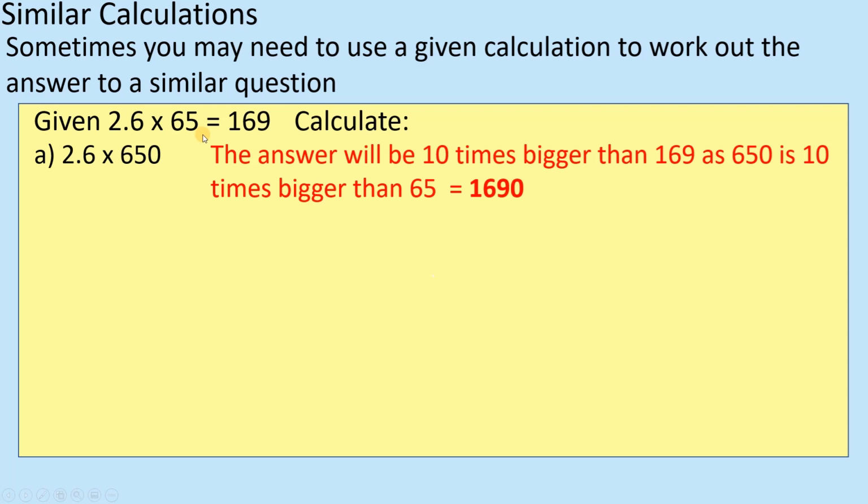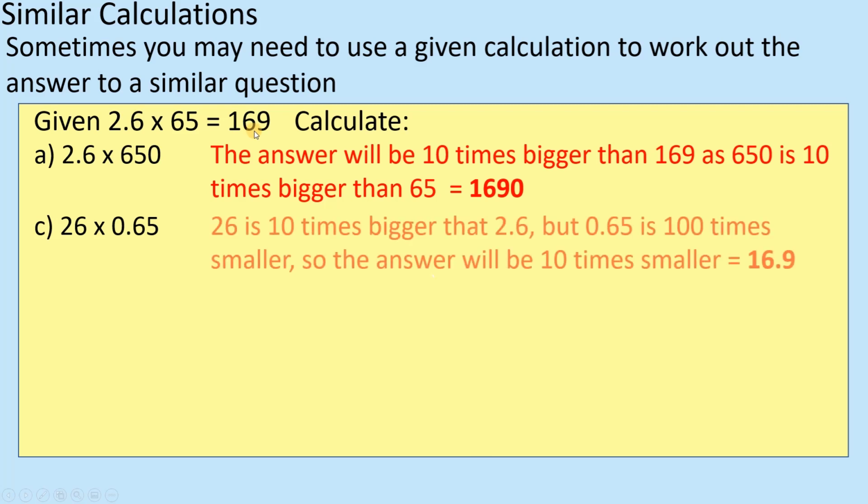All right, so keeping that at the top again. What has happened here compared to this one here? Well, this is 10 times bigger and this is 100 times smaller. So overall, if that's 10 times bigger and this is 100 times smaller, then my answer is going to be 10 times smaller. So it's like an additional 10 here, but taking two 10s off here. Overall it's going to be one less 10, so therefore 16.9 is going to be my solution to that one.